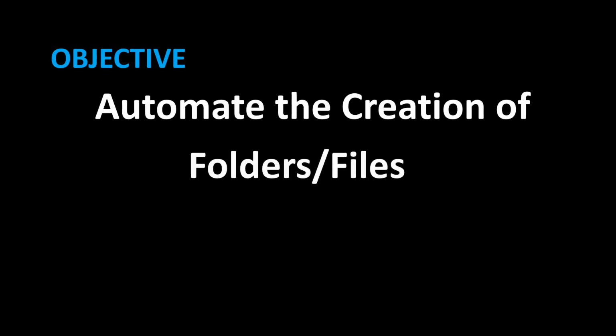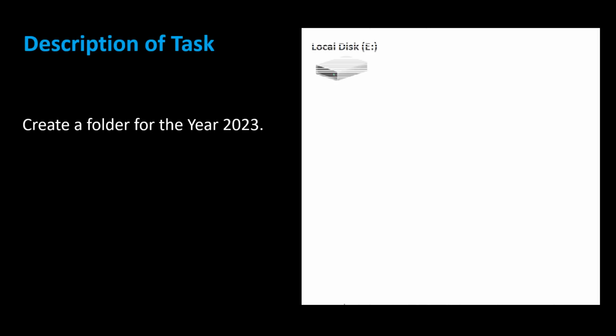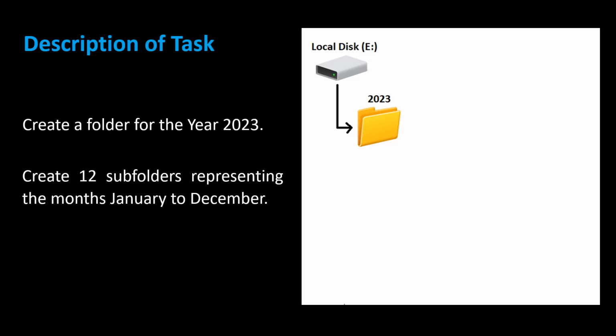Objective is to automate the creation of folders or files. And the task is to create a yearly folder system with Excel files within these folders. Description of task. Create a folder for the year 2023. Create 12 subfolders representing the months January to December.